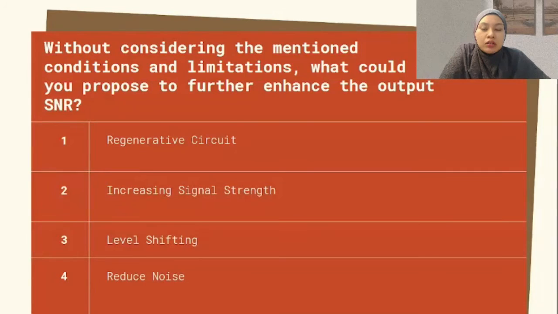So, today I will be presenting on question 2, which is: without consideration of the mentioned conditions and limitations, what could you propose to further enhance the output SNR? So, my group has proposed four ways, which are the regenerative circuit, increasing signal strength, level shifting, and reducing noise.